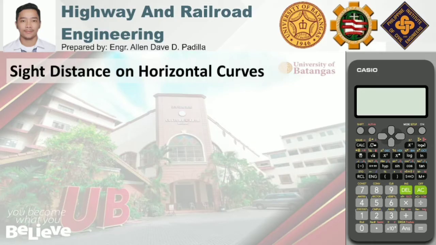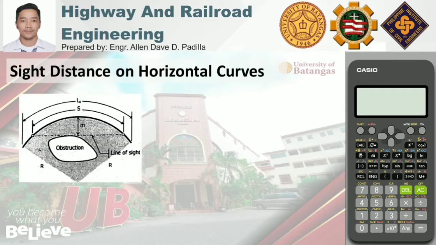So, talking about sight distance, meron tayong mga derived formulas for sight distances in different situations. First one is the sight distance on horizontal curves. So, let's say ito yung ating figure. We have the sight distance denoted by capital letter S, and then the length of the curve denoted by L sub C. So, again, ang pinag-uusapan natin dito is horizontal curve. And makikita nyo dito, mayroon tayong obstruction. And we have M as the clearance from the obstruction to the road.